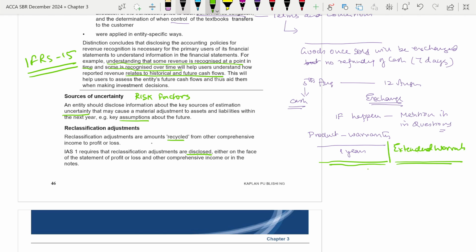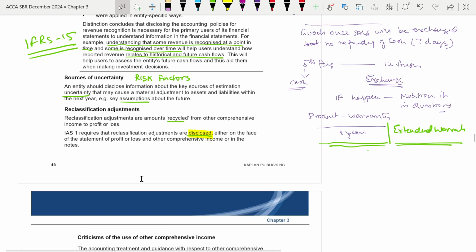So many times, just imagine, if you take from chapter 1 till now, we have used the word disclosure not less than 100 times. The rule says that whatever we are doing, whatever presentation we are making, that has to be disclosed either in the profit and loss account or OCI.